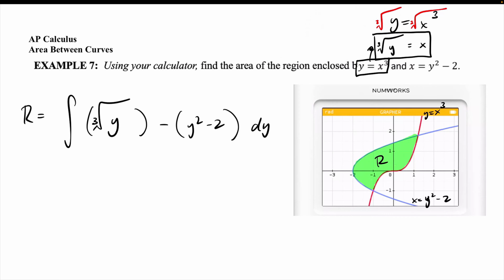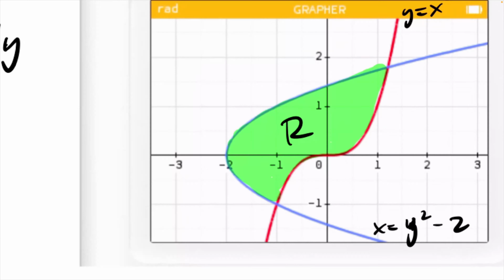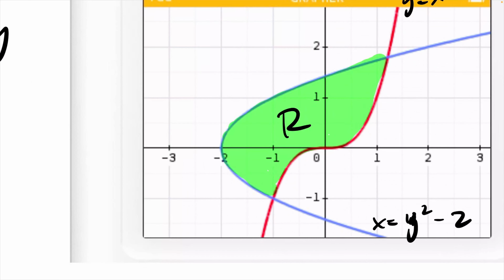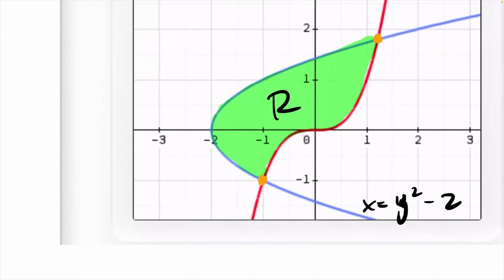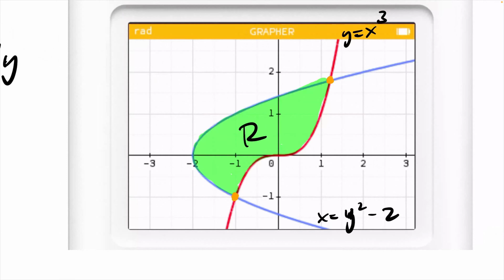So, the bounds are where the green ends, top and bottom wise. I see that being here and here, right? There and there. So now I've got to go find out what those points are. Go to your calculator, figure out where those points are.